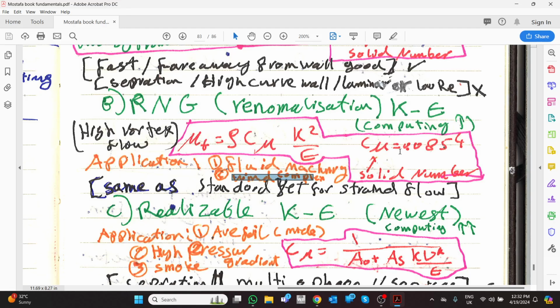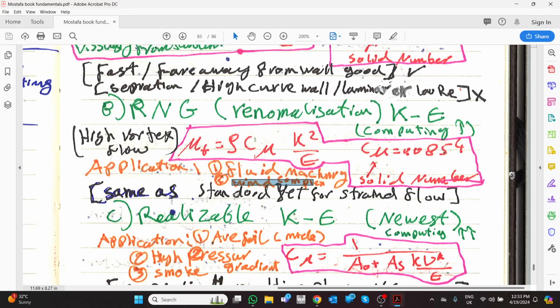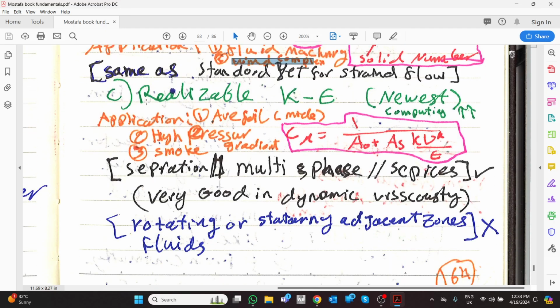It is the same as the standard model, but it takes into account another correction factor. It is still the same definition, but C mu is different, and it even has a self-correction in the model itself. It uses the same fundamentals, but there is an additional step inside, so it costs more computing. Okay, there is also the realizable method of K epsilon, which is the newest.